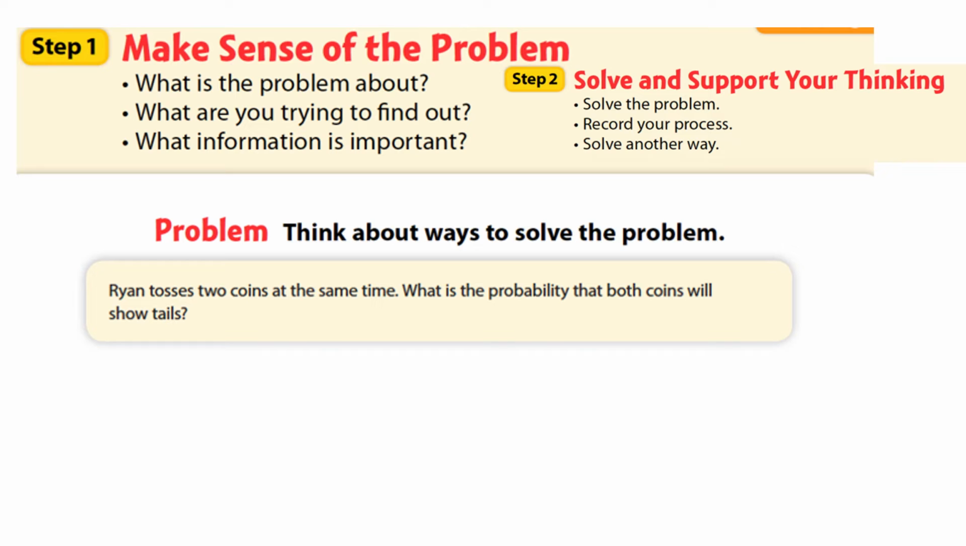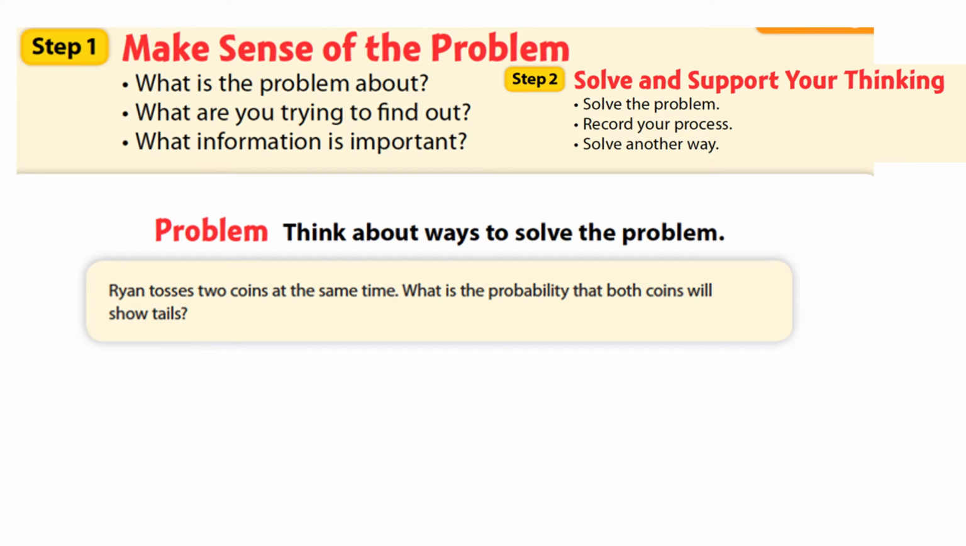So our question is a probability question. We're trying to find out the probability that these 2 coins, when tossed, are both going to be on tails. And important information is the fact that there are 2 coins being tossed at the same time, and that you do need them both to land on tails. So step 2 is that you want to support your thinking and solve your problem. So that's what we're going to look at at this point.